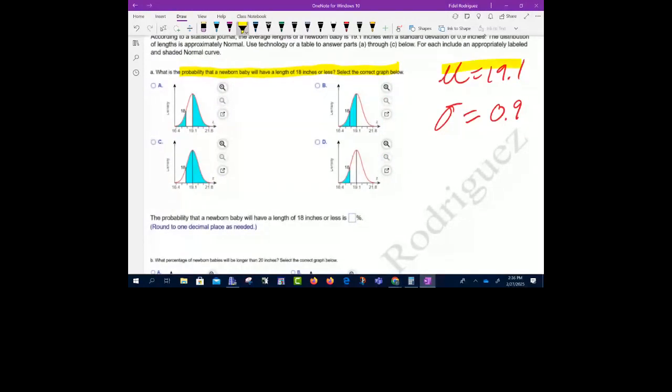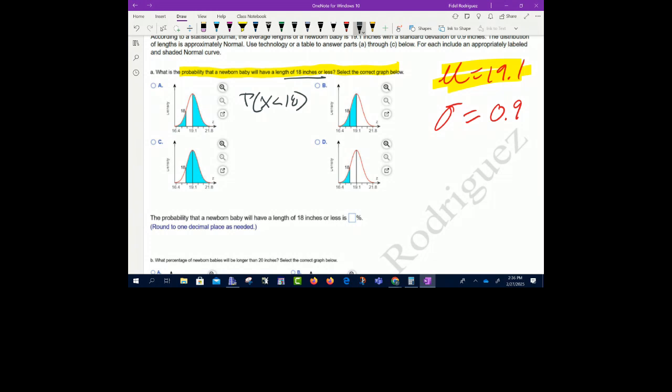First thing I want to know: do all of these graphs have an average of 19.1? Meaning, is the number in the middle 19.1 on all of them? Yeah, so that's not going to help me out too much. But we are looking for the probability that the baby has a length of 18 or less, so we're looking for smaller than 18. Which one of those graphs looks like we're shading everything from 18 to the left? D. Does that make sense?